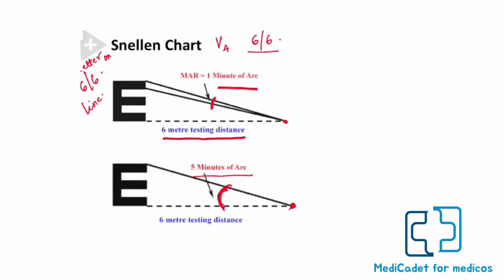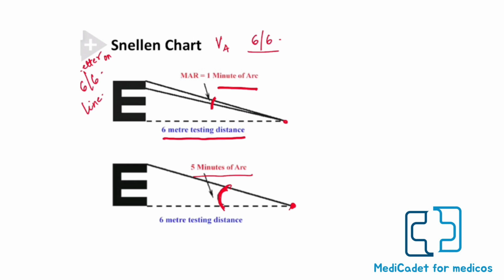This comes as an MCQ. If a person's visual acuity is 6 by 6, then every letter on the 6 by 6 line subtends an angle of 5 minutes of arc at the center of the eye, and each part of the letter subtends 1 minute of arc at the center of the eye.